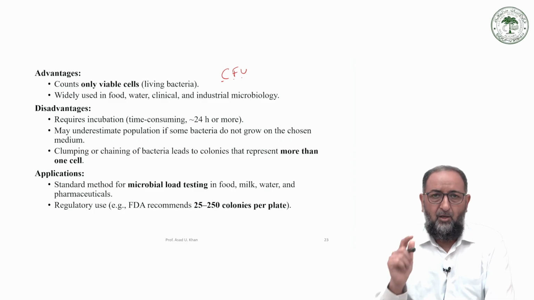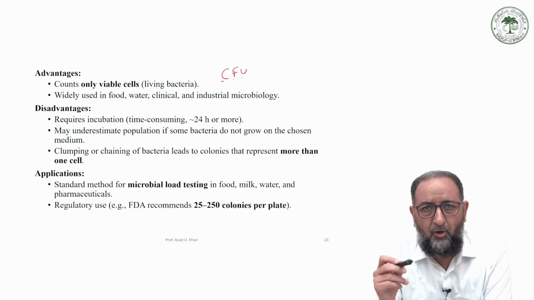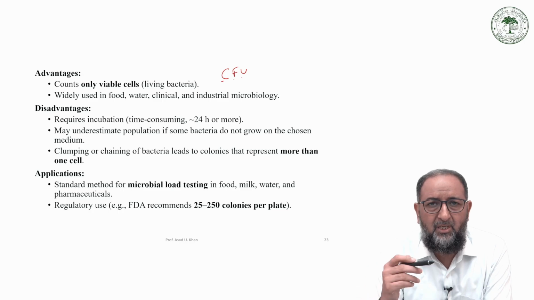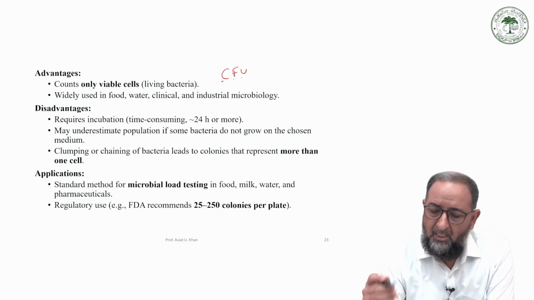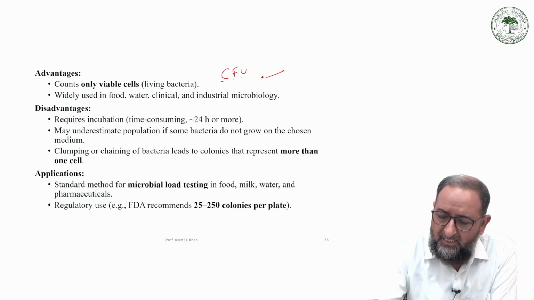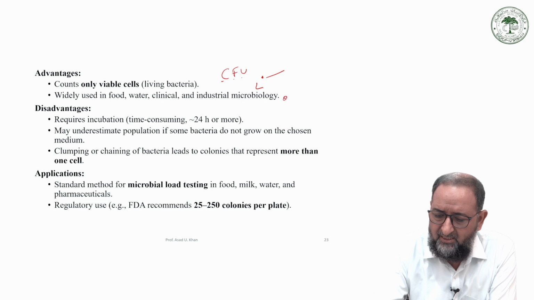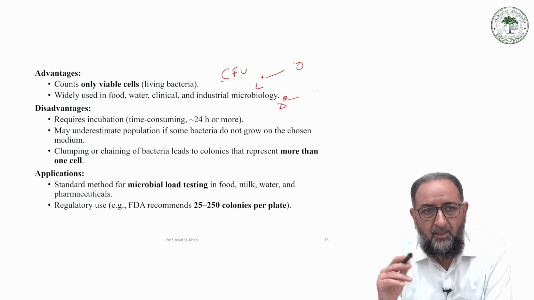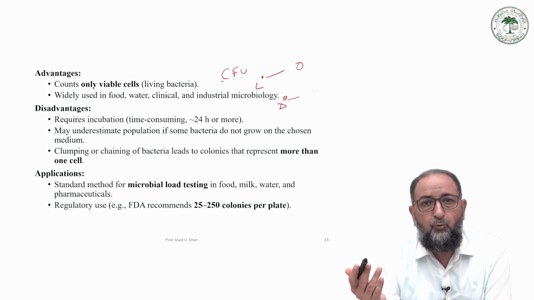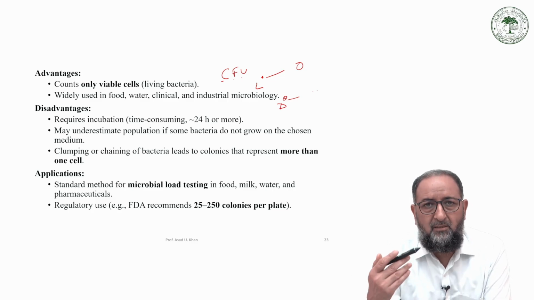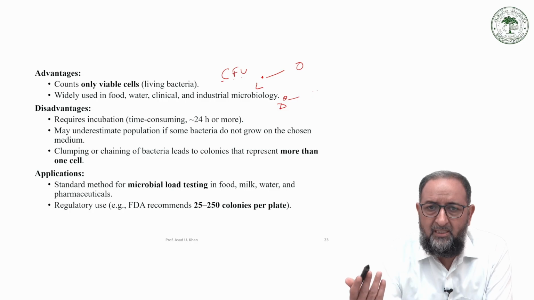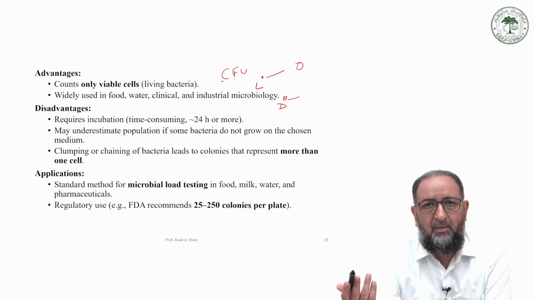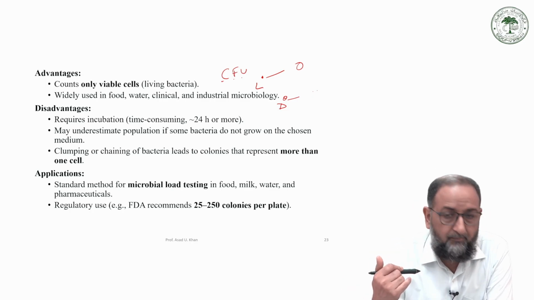Colony cannot be formed with the dead cell. Colony will only form with the live cells. Suppose these are the dead cells, so colony will not form, no colony, but here you can form a colony, right. So, this is the advantage. Widely used in the food, water, sewage water estimations, clinical, industrial microbiology and so on and so forth, right?